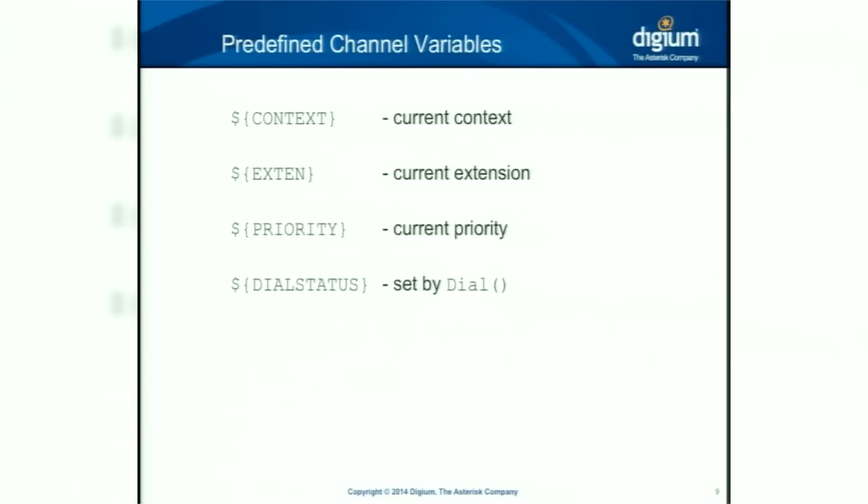Now let's look at some predefined channel variables. That's a user-defined channel variable, number. Predefined channel variables: context, extend, priority, dial status. These are probably the most popular, most well-known system-defined variables. There are many of them that exist on a call. Context, well, let me start with extend because that's the one people tend to use an awful lot.